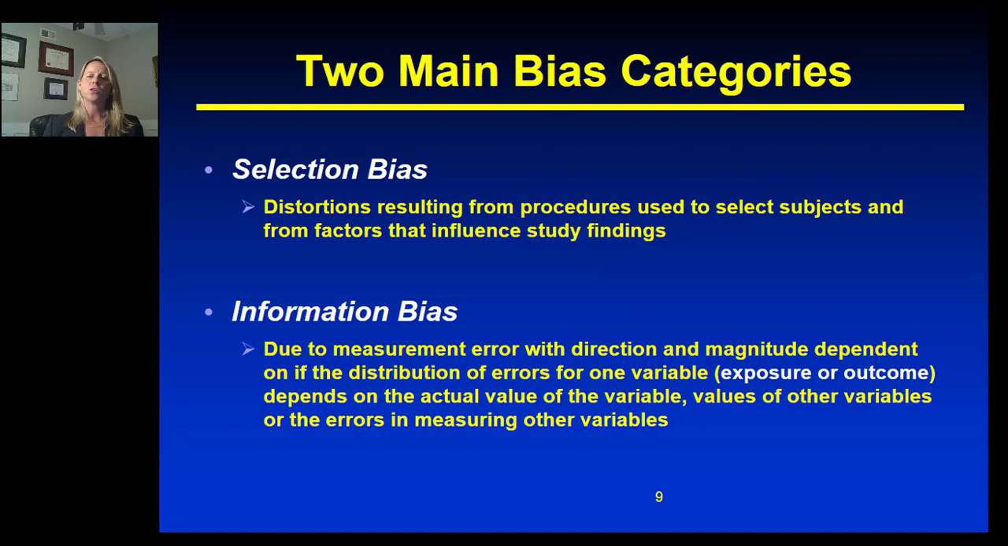So selection bias has to do with how the data are being collected, have to do with the population who are sampled for the particular study. So it is a distortion resulting from the procedure or methods used to select subjects, as well as factors that influence the study findings. In contrast, information bias has to do with how information is collected among the subjects who are selected for the study. And we'll talk about the different kinds shortly.